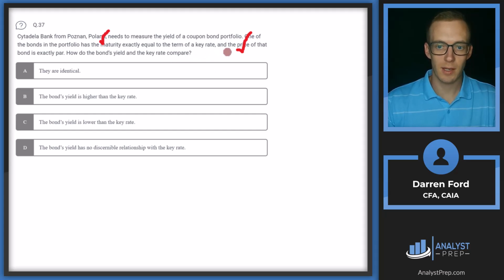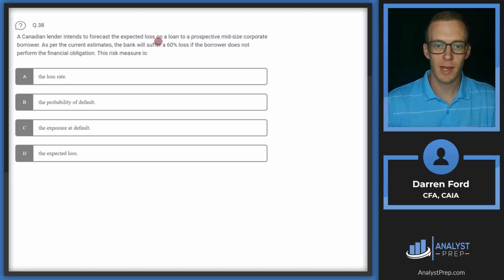Where these would vary is, so to level all this together, if they have the same maturity and the same price, then they should also have the same coupon. And so where these would potentially vary is if we had a different coupon coming in because of a different price, then that could lead the yield of the bond to be potentially higher or lower than the key rate. But since these are all the same, the yield on the bond and the key rate should also be the same. So we're going to go ahead and go with A. They are identical. Question 38. A Canadian lender intends to forecast the expected loss on a loan to a prospective mid-sized corporate borrower.